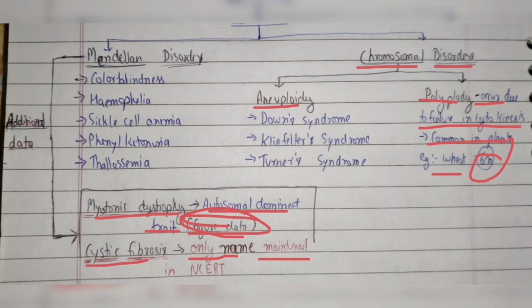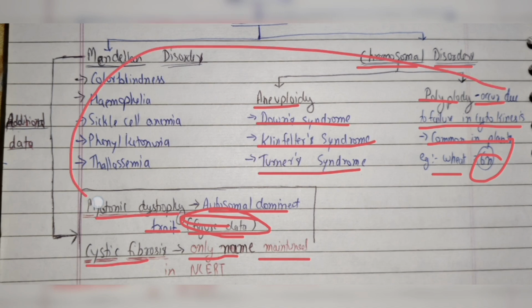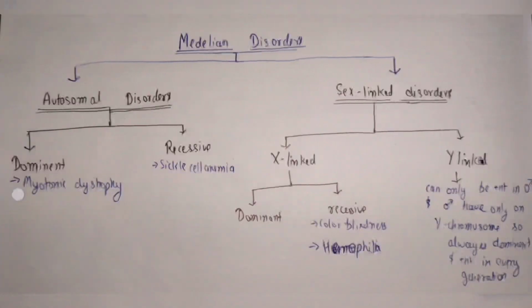While aneuploidy would be due to an extra or lesser number of chromosomes compared to the standard 46 chromosomes, like in Down syndrome, Klinefelter syndrome, and Turner syndrome. We will be discussing all these in detail in this part. So let's start today's part. So let's start with Mendelian disorders first.